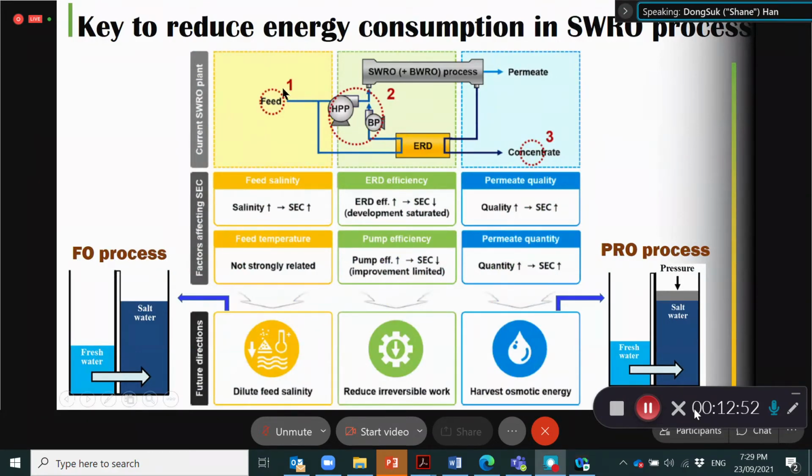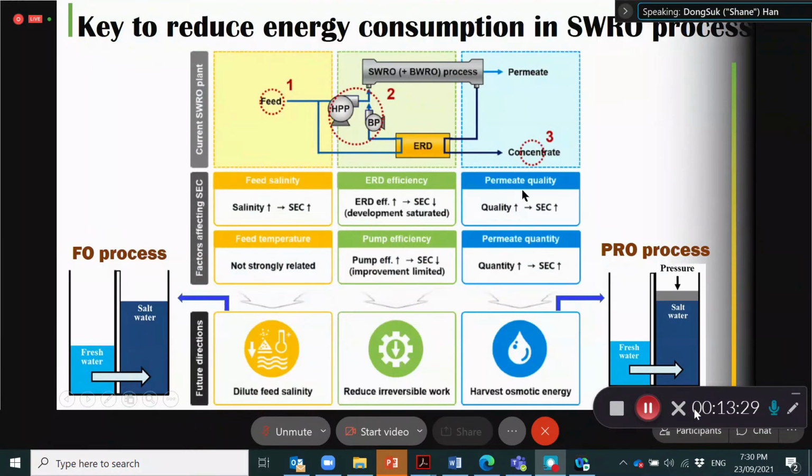So if we manage well this feed water quality and the concentrate salinity level, we can minimize the use of electricity in the SWRO process. So how can we do that? To reduce the feed salinity, mostly the FO process can be combined to lower the salinity of the seawater. But in this case, we need another water stream, so it is good for the SWRO process to be very close to a wastewater treatment plant.